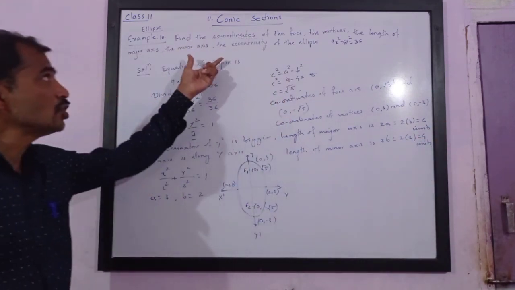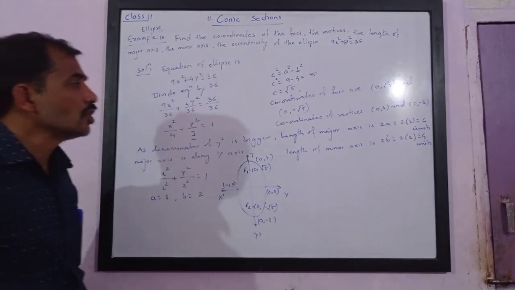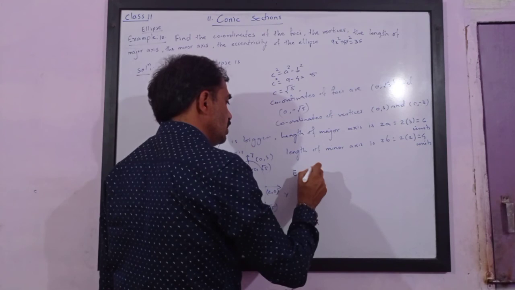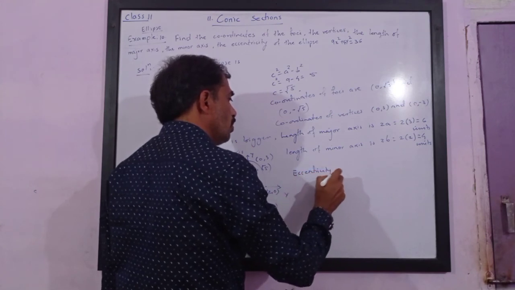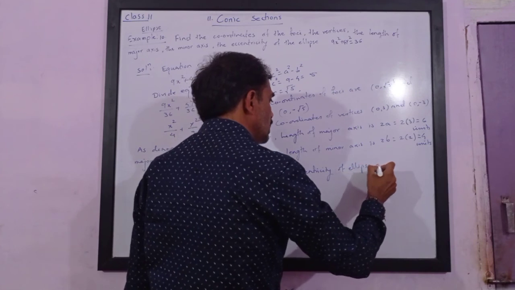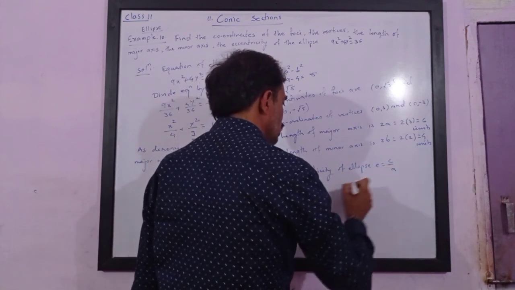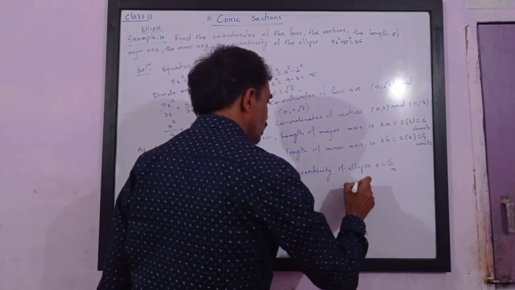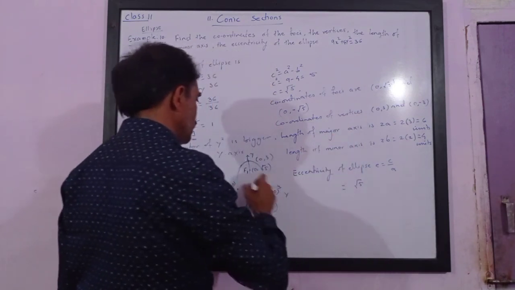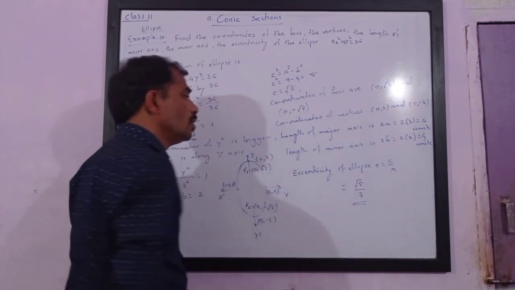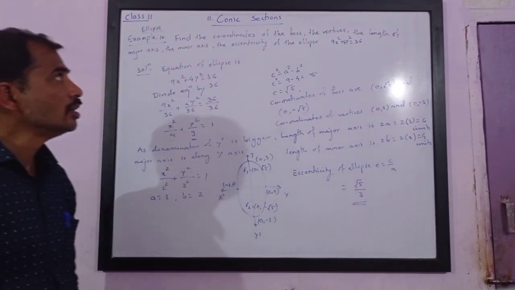Then we are asked to find the eccentricity. So the eccentricity of the ellipse, e is equal to c upon a. So that is equal to, the value of c is root 5 and a's value is 3. So eccentricity is equal to root 5 upon 3.